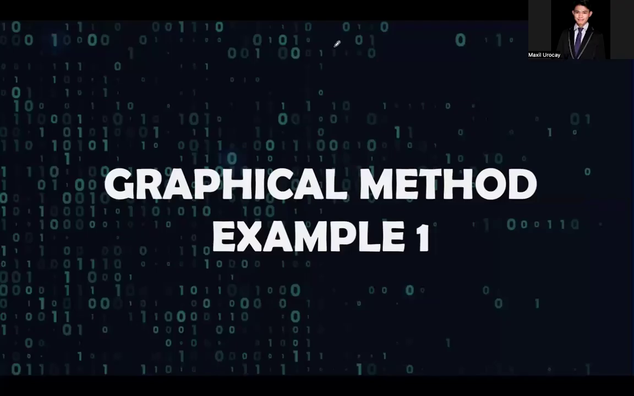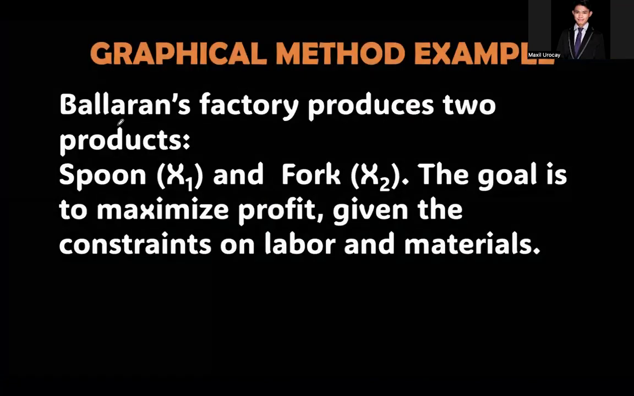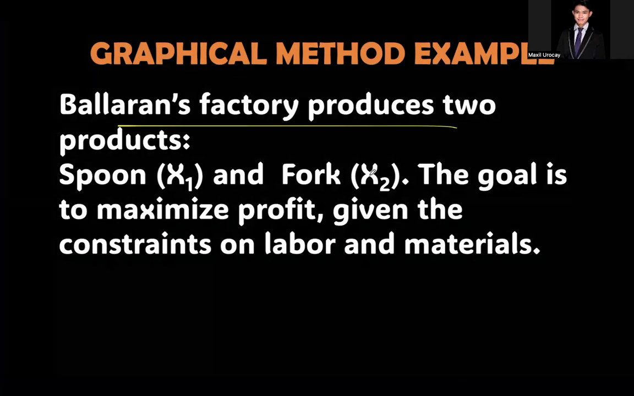All right, so this will be the first example for our graphical method. Suppose that we have a graphical example where Blair's factory produces two products: the spoon will be X1 and the fork will be X2, X sub 2. Our goal here is to maximize the profit given the constraints on labor and materials.